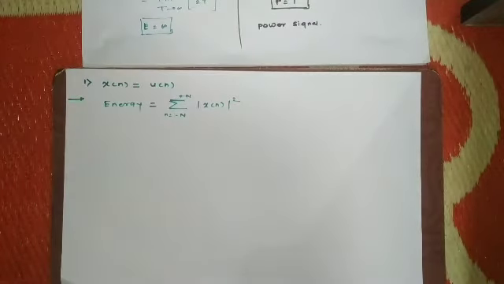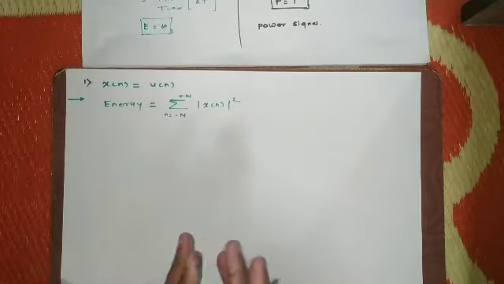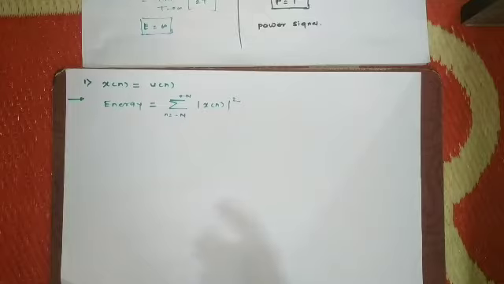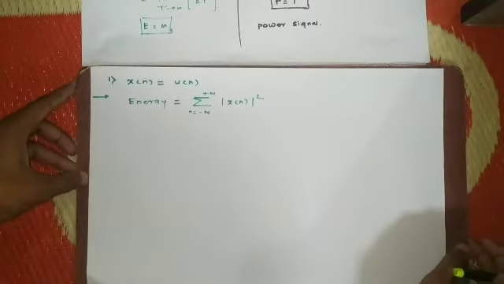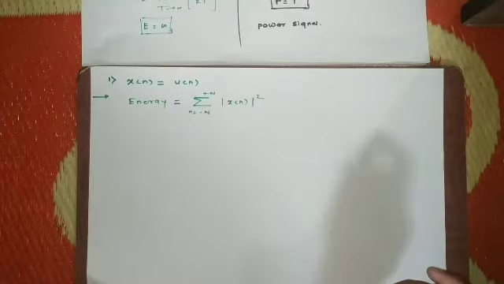Hello everyone. So here we'll see how to determine whether the discrete time signals are energy or power signals. In earlier lectures we have seen about continuous time signals. Now let us take examples on discrete time signals. So here we are having the first example, x of n is equal to u of n.